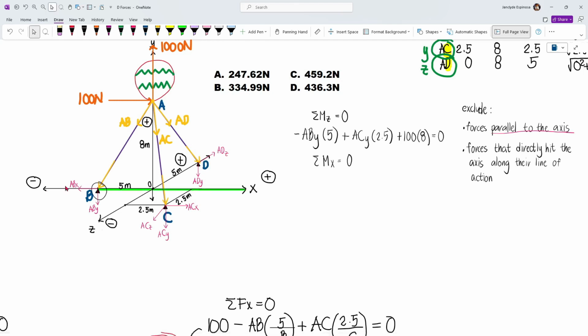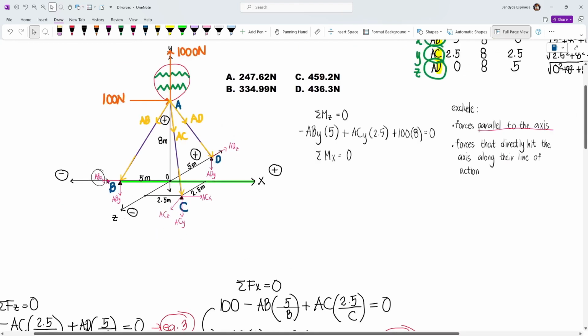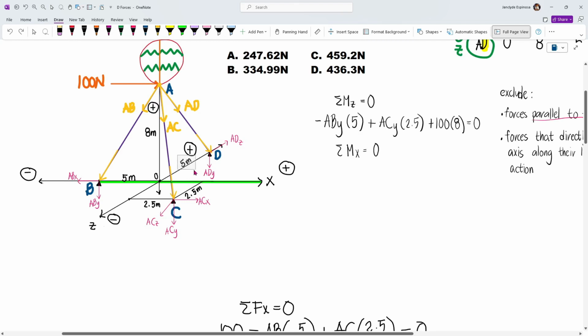Now let's try to look at point A. For point A, the line of action of ABX is parallel to the x-axis, and so we'll exclude that. For ABY, its line of action directly hits the x-axis, and so it will also be excluded. Now if you look at point D, the line of action of ADZ will hit the x-axis. Extending this one will directly hit the axis, so that won't have any moment arm. However, ADY will have a perpendicular distance of 5 meters to the x-axis. Since I assume this as the positive direction, any moments going to that point will be considered positive. And so we have ADY multiplied by the moment arm, which is 5 meters. This will be positive.